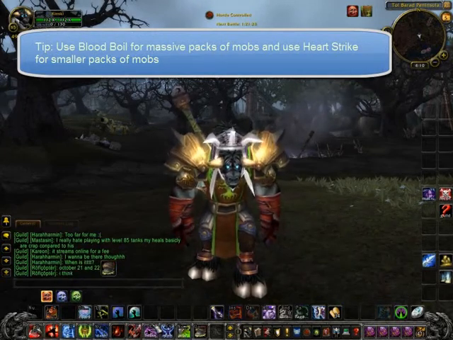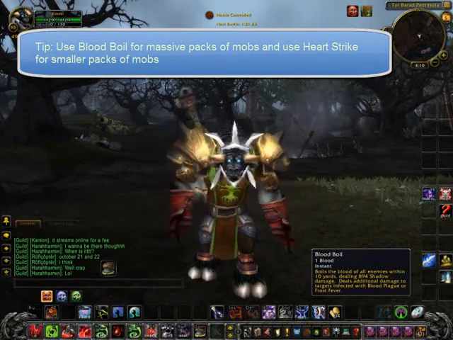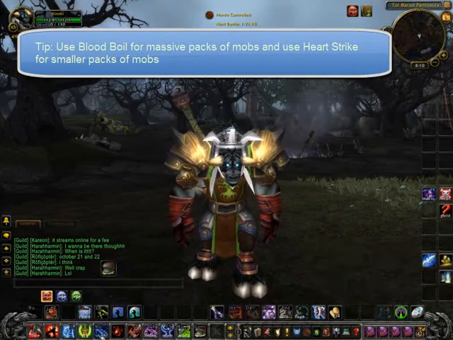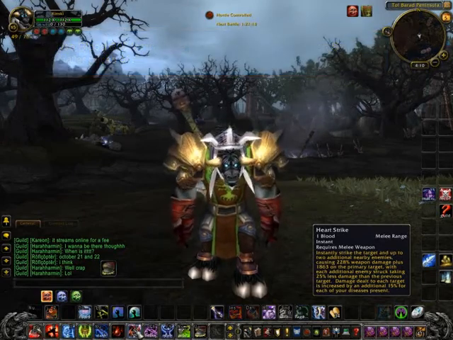The next tip is to prefer Blood Boil over Heart Strike when you're dealing with very large packs of mobs, like when there are 6 targets and up. If you look at the tooltip for Blood Boil, it says that it boils all enemies within 10 yards. If you look at the tooltip for Heart Strike, it only strikes 3 targets.